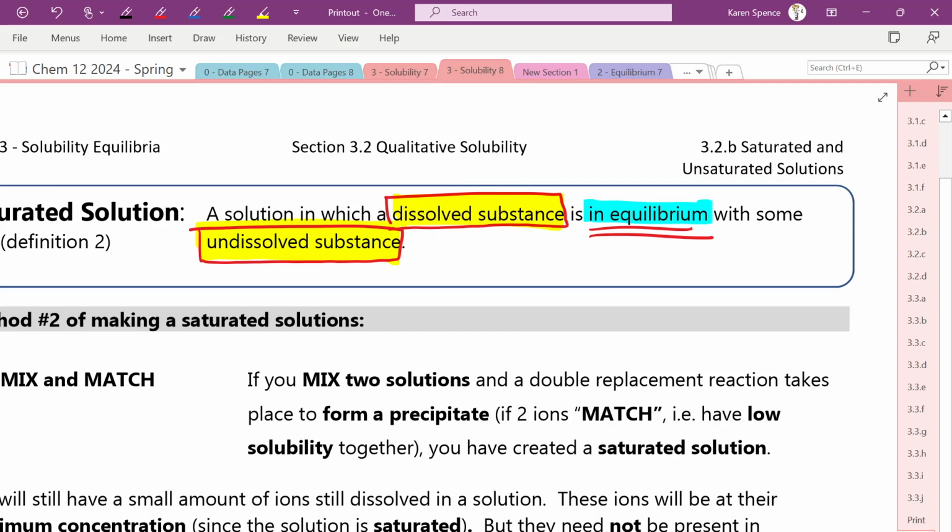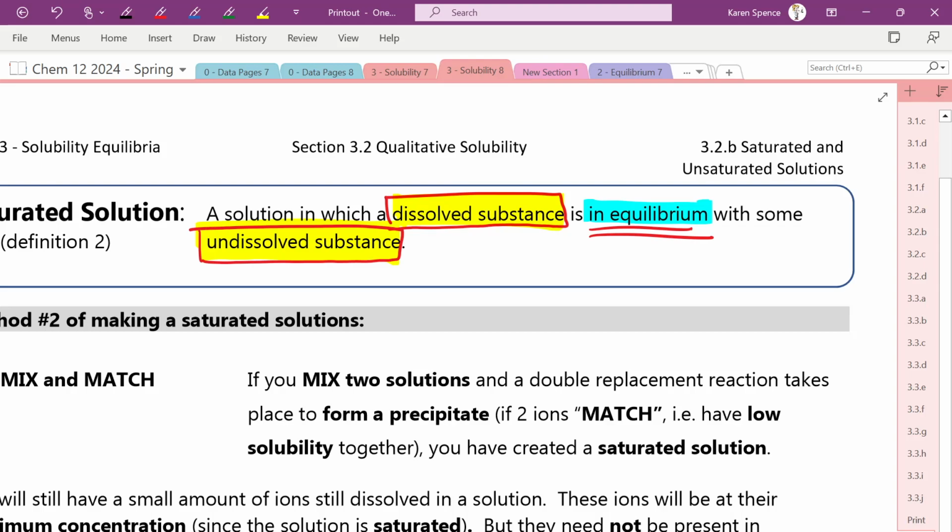And so this particular method of creating a saturated solution, I call it mix and match, because we mix the 2 ions from different sources. We mix 2 different solutions. And then the ions match and form a precipitate. So you mix the 2 solutions and you get a precipitate.